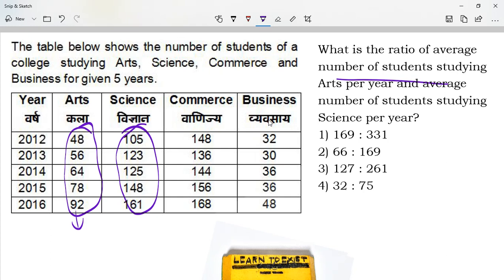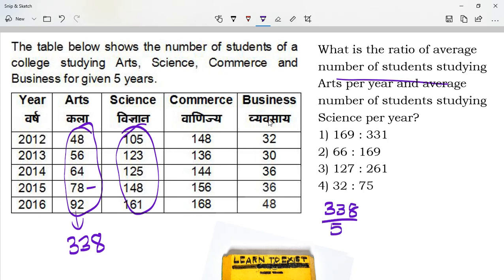Okay, 48 plus 56, 104, 108, 168, 176, 246, 248, 338. Okay, 338 would be the sum of these values. Okay, so 338, the left part would be 338 divided by, average would be 338 by 5.